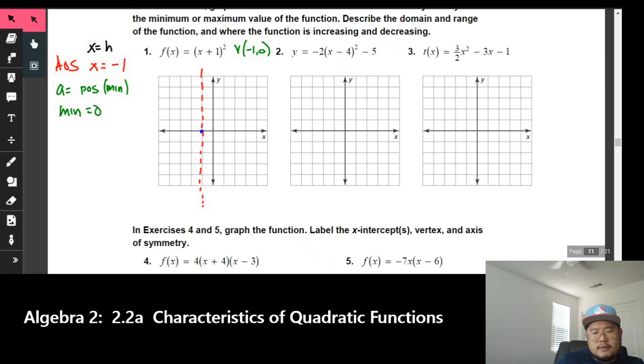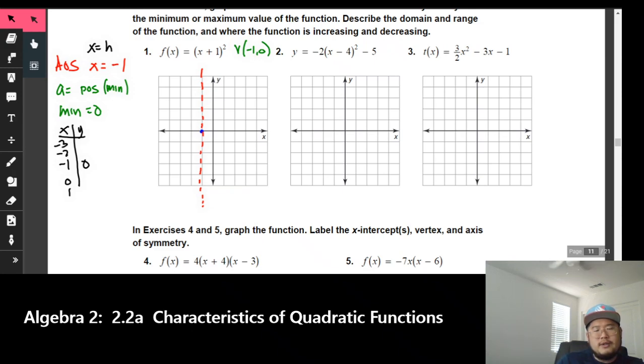Next up, let's go ahead and graph this out. Remember, this is pretty much your parent function shifted to the left. So we could put -1, 0, 1, -2, -3.